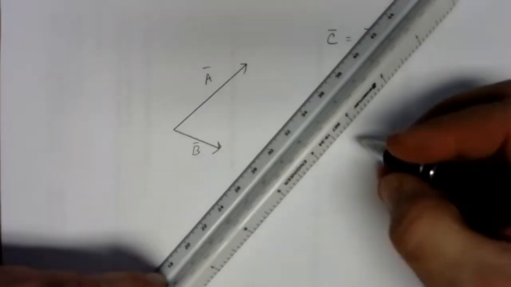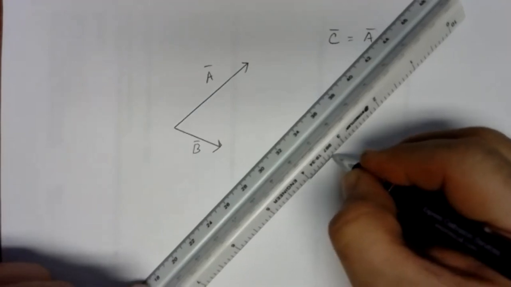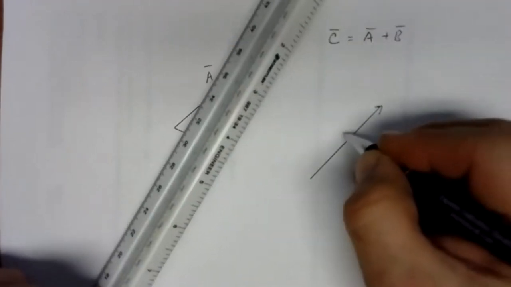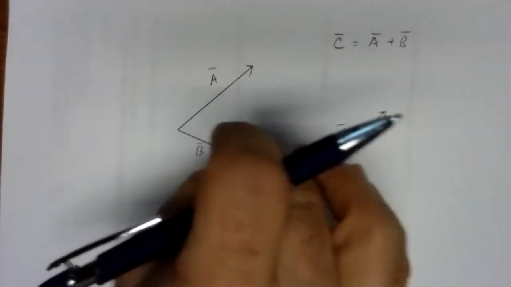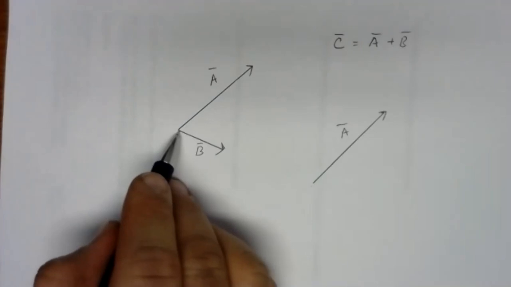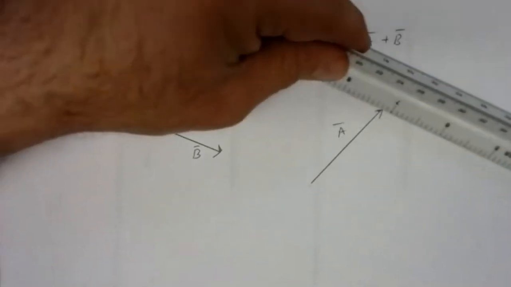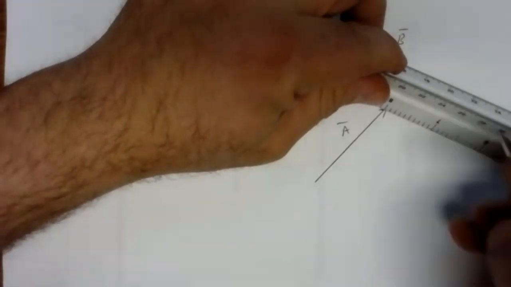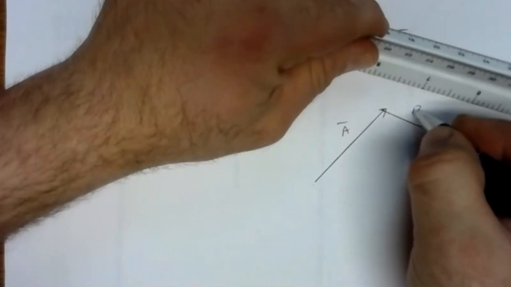So we can draw out A. Let's get the angle right there. There we are. So there's vector A. Then you've got to pick up vector B and set it up so the tail of B is at the head of A. So we'll get the angle. So there's vector B.